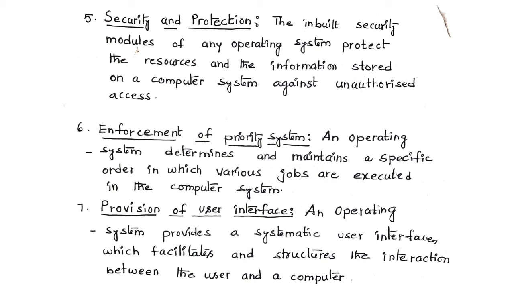And the next function is provision of user interface. Means an operating system provides a systematic user interface which facilitates and structures the interaction between the user and a computer. It can either be a CUI, means character user interface, or a GUI, means graphical user interface. Means it provides an interface between a computer and a user.